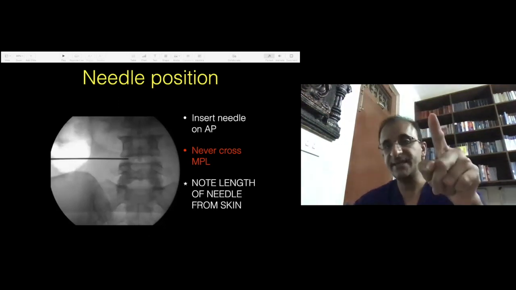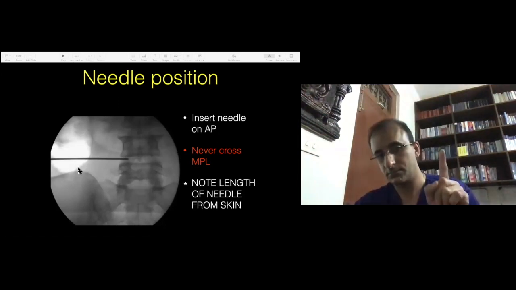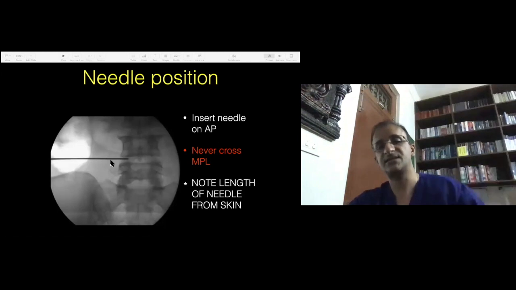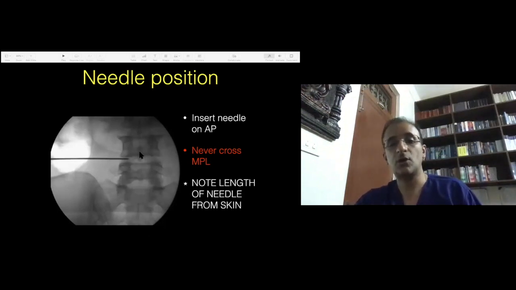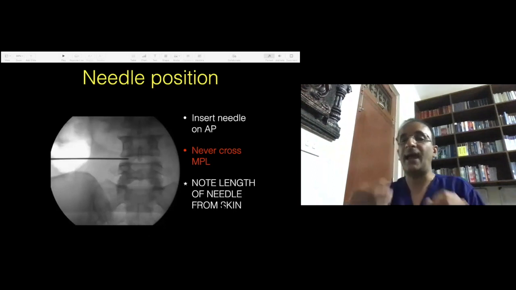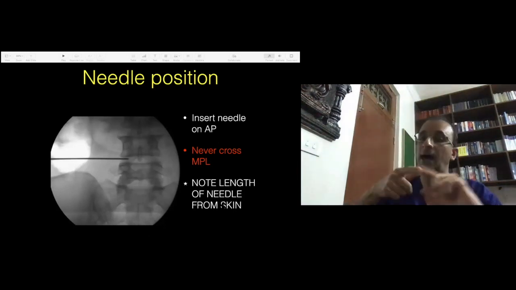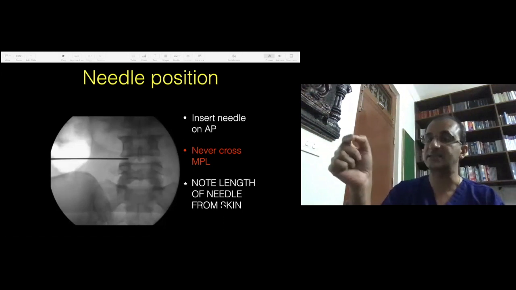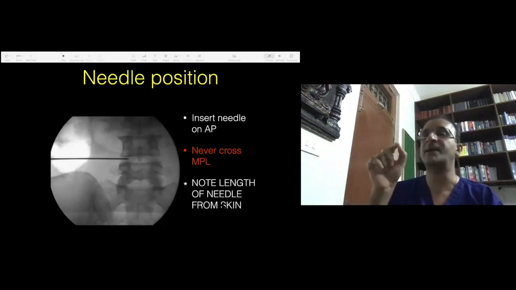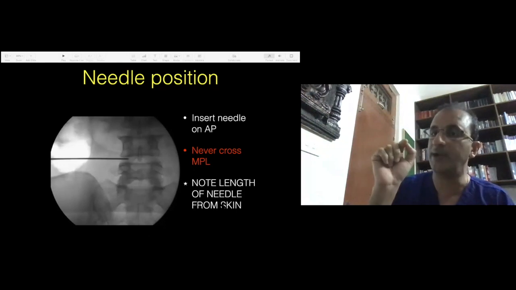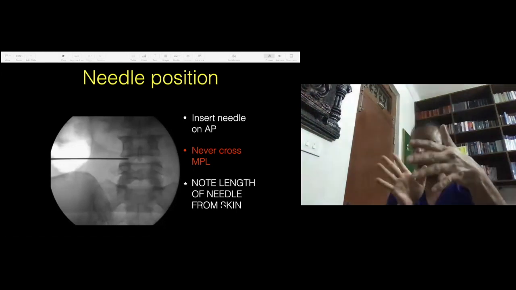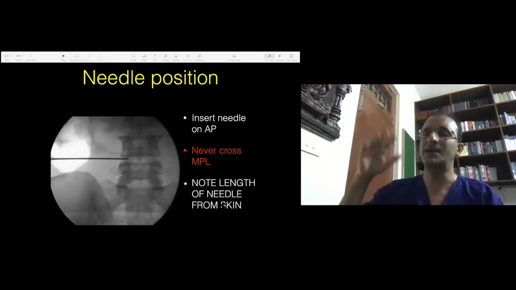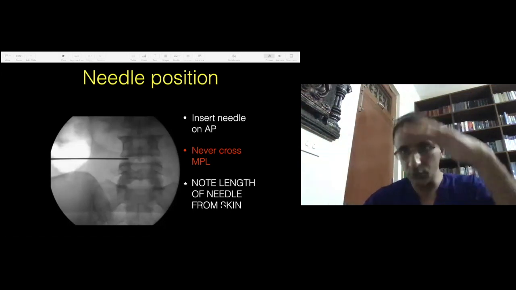Insert the needle always on AP view. In the initial part, keep on shooting one, two, three X-rays till you have reached here. Never cross the medial pedicular line, and at that point, note the length of the needle that has gone in. There are markings on these needles; see near the skin entry point what the marking is. So you approximately know how far the sheath and dilator have to go, so that you don't need to shoot again and again. You need to minimize the radiation.